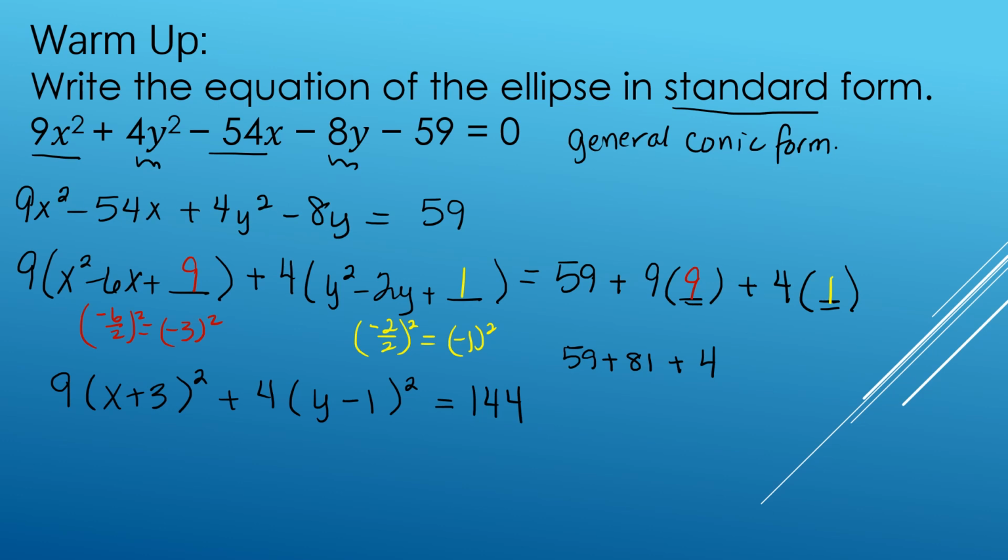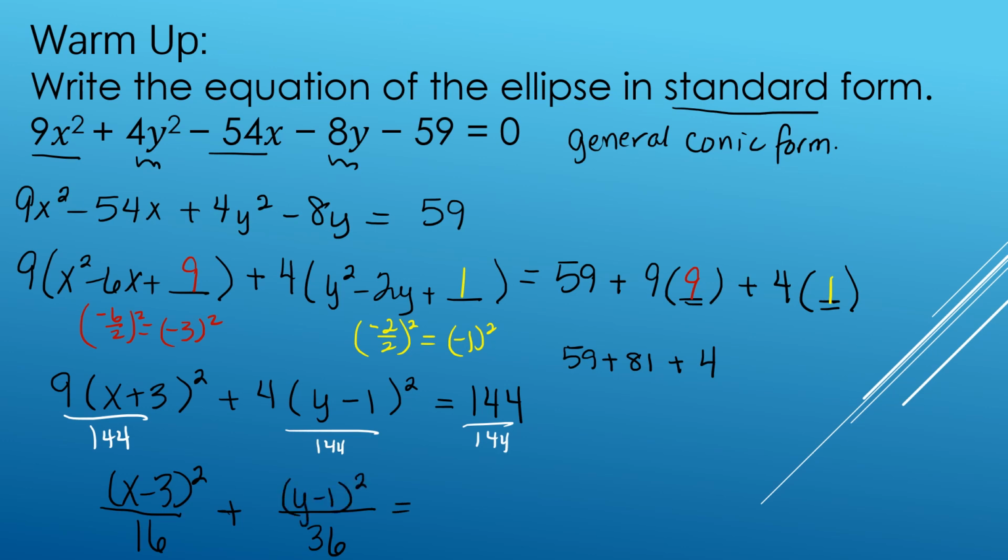Now, this is not perfect yet because we do not have our equation set equal to 1. So we're going to divide every single term through by that constant value of 144. And these do reduce nicely. So 9 and 144 are both divisible by 9, which will leave me with the denominator of 16. So we'll have the quantity of x minus 3 squared over 16 plus the 4 and the 144 also simplify nicely to give us 36 for our denominator. So we'll have y minus 1 quantity squared over 36 all equals 1.